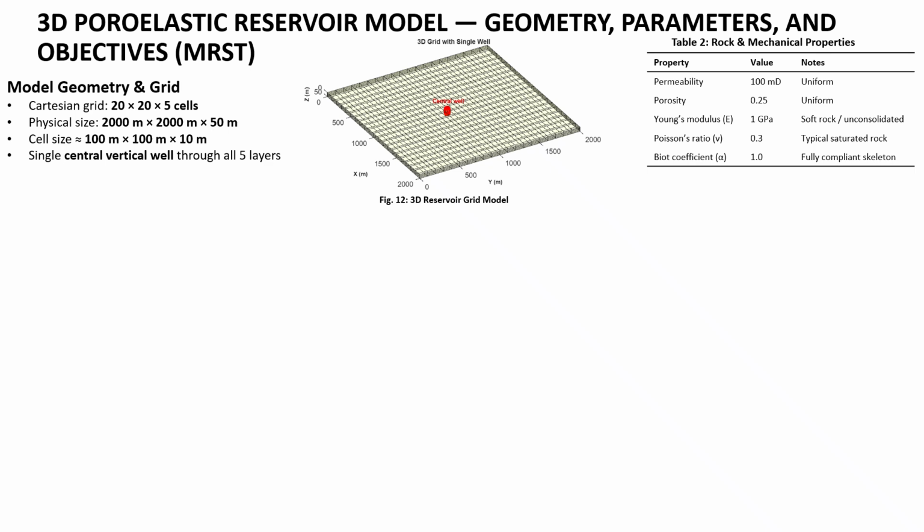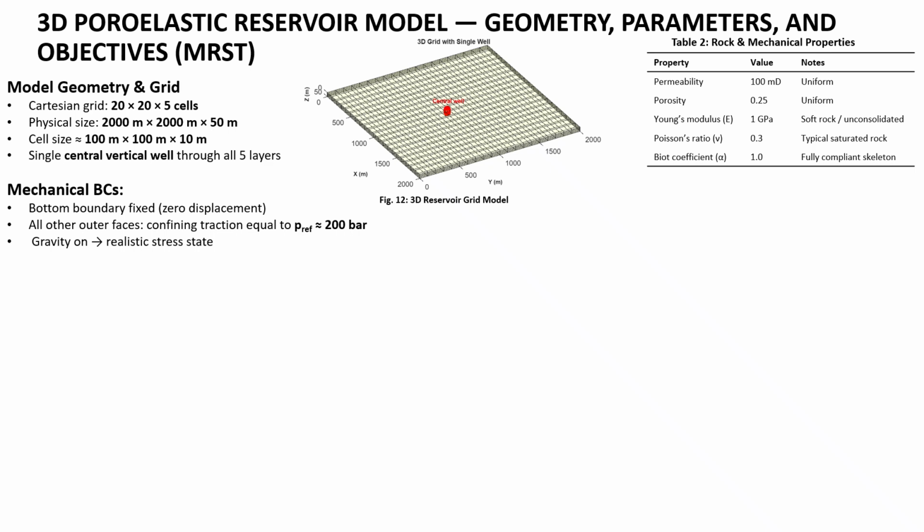In table 2, we see the rock and mechanical properties, where we have permeability of 100 millidarcy, which is also uniform. We can say it's a homogeneous reservoir. Porosity is also homogeneous at 0.25. We have the Young's modulus at 1 gigapascal, which means the rock is soft and unconsolidated. Poisson's ratio is about 0.3, typical of saturated rock, and the Biot coefficient is 1, which is a fully compliant rock.